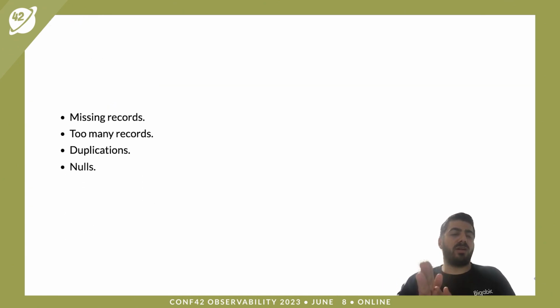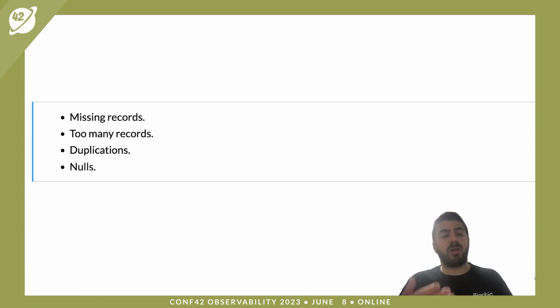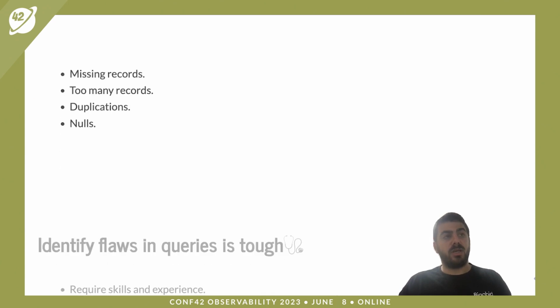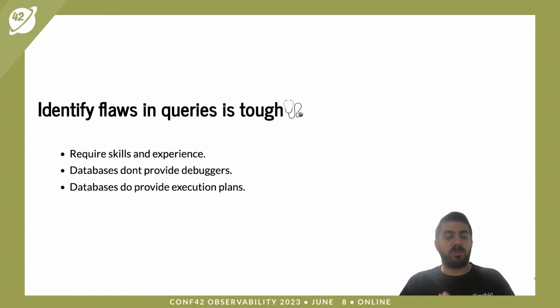So there are several kinds of issues that can happen in a SQL query. We can have missing records, too many records, duplication, nulls, wrong business logic computation, and many, many more. And identifying flaws in SQL queries is tough. It requires skills and experience, and the database, or at least most of them, does not provide a debugger.